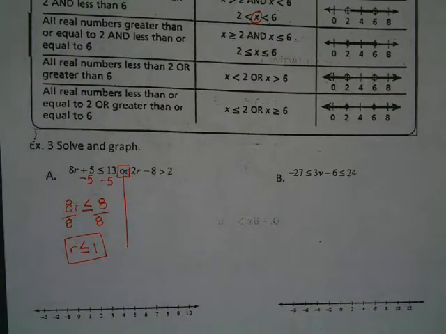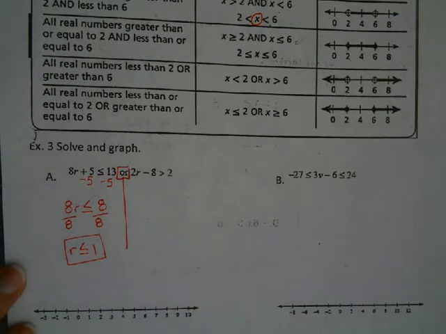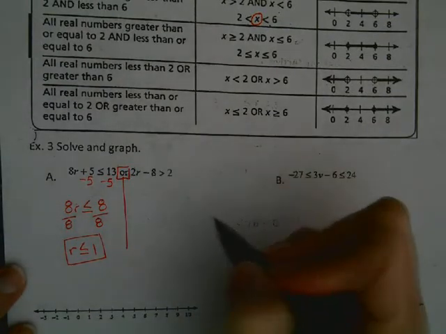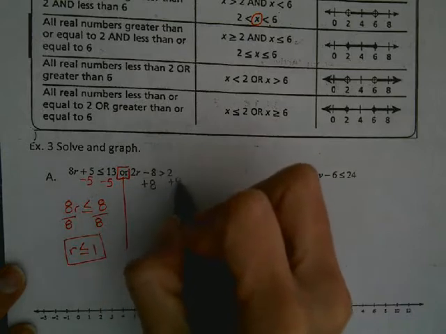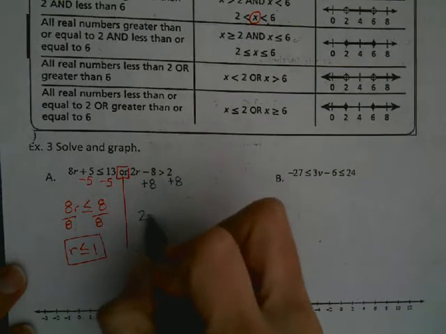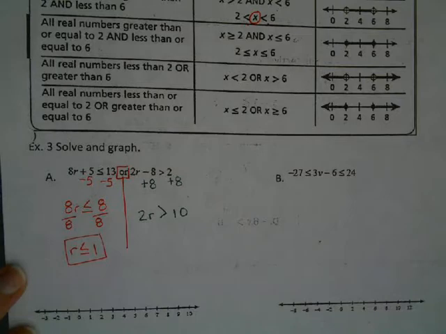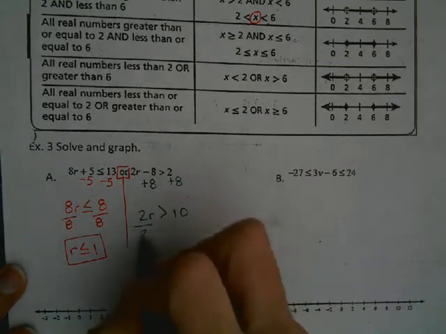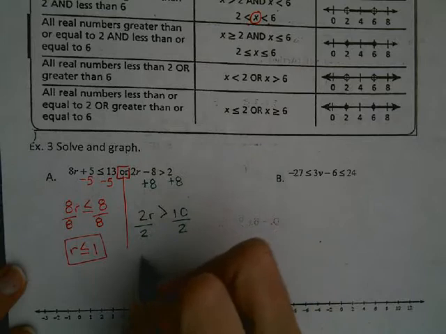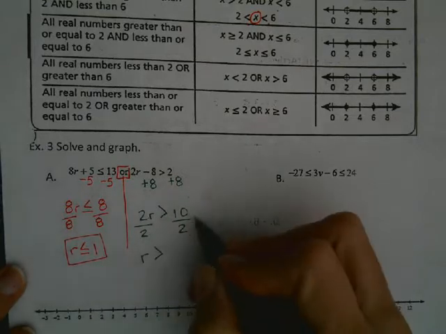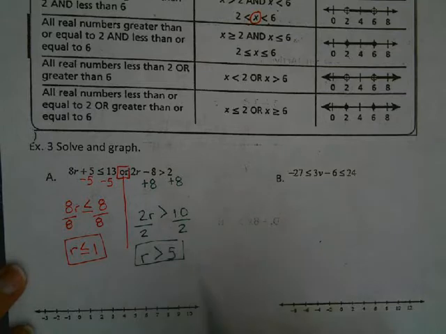So let's try this problem now. 2r minus 8. Well, the opposite of minus 8 would be to plus 8. Okay, now we're ready to divide. Again, I'm dividing by a positive 2, so I'm not going to flip anything. 10 divided by 2 is 5. So you only flip if you're dividing by that negative. So let's graph this now.